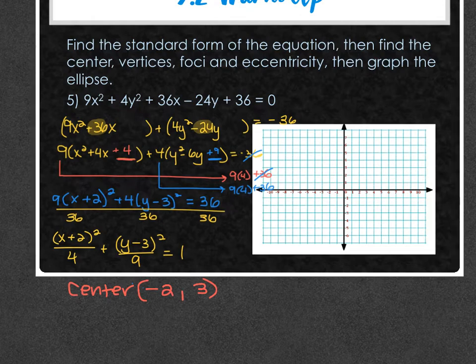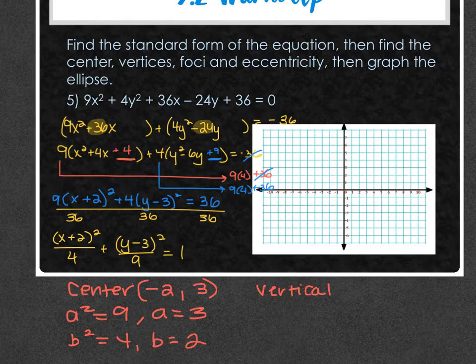Is this a vertical or horizontal ellipse? Vertical, because the a squared is 9, and that's under the y. So a is 3. The b squared is 4, making b 2. So then I plot my center, negative 2, 3. It's vertical, so I'm going up and down the a. I count up 3, down 3, and I go right and left the b. Right 2, left 2.